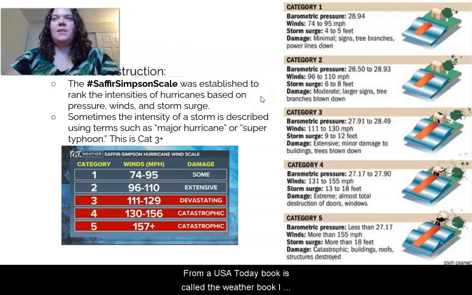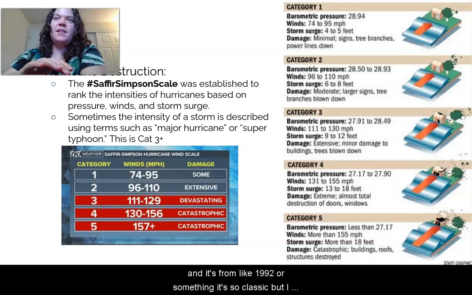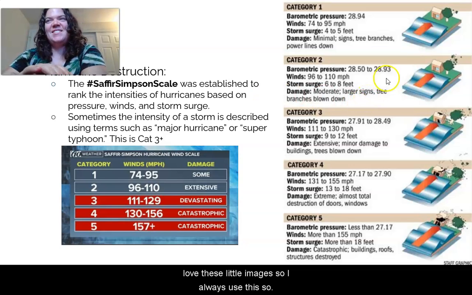From a USA Today book. It's called The Weather Book. I believe it's called The Weather Book for U.S. weather, and it's from like 1992 or something. It's so classic, but I love these little images, so I always use this.